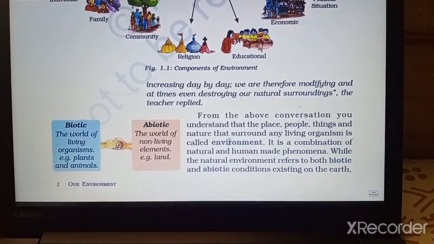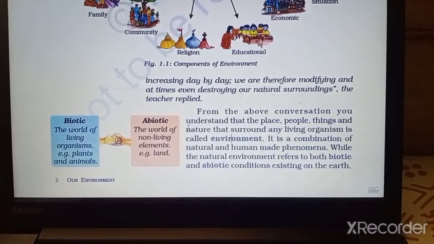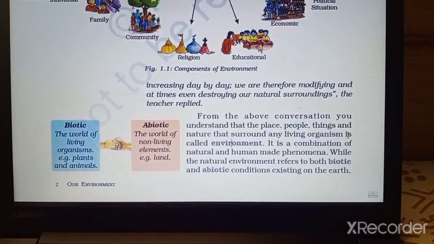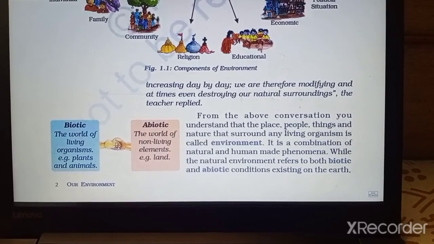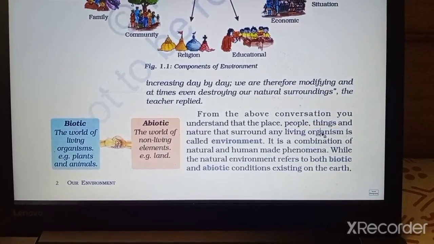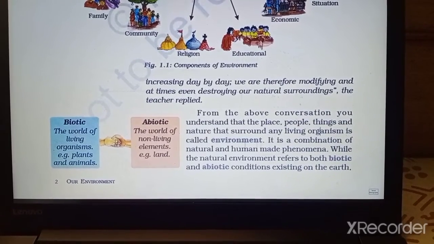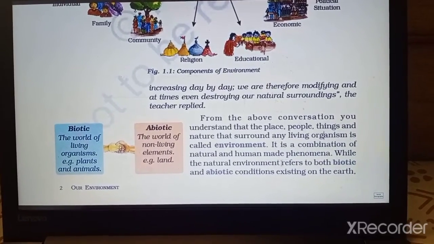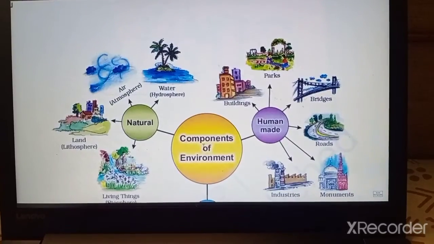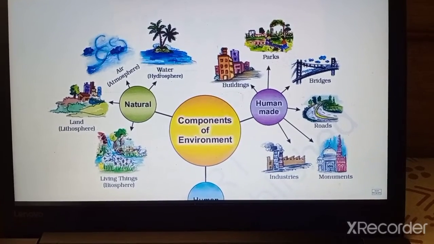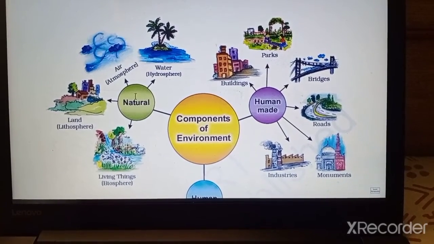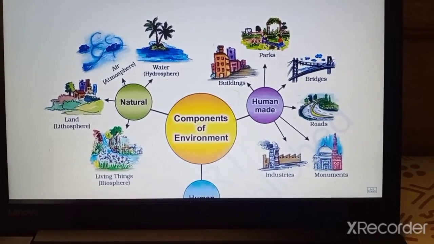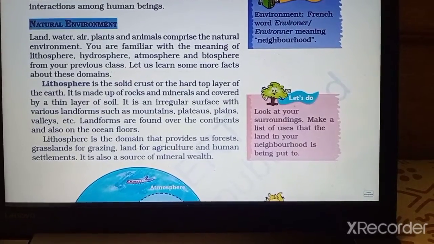Let's get the definition of environment. From the above discussion, you understand that the place, people, things, and nature that surround any living organism is called environment. Living organism means anything that breathes on this planet. It is a combination of natural and human-made phenomena. So environment is made by both humans as well as nature. The natural part is the trees, water, air, land. These are natural, and the human-made part is the one which we made on top of that natural resource.